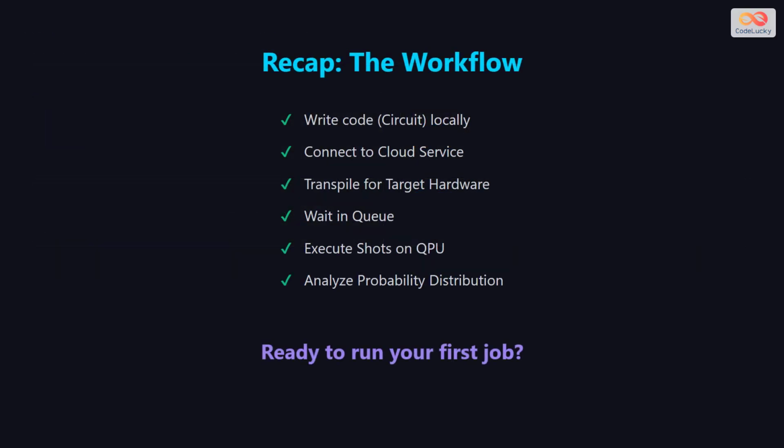To recap, the workflow involves writing your circuit, connecting to the cloud, letting the transpiler optimize your code, waiting in the queue, and finally analyzing the statistical results from the quantum processing unit. It is a powerful process that bridges the gap between abstract theory and physical reality. Now, you are ready to run your first quantum job.